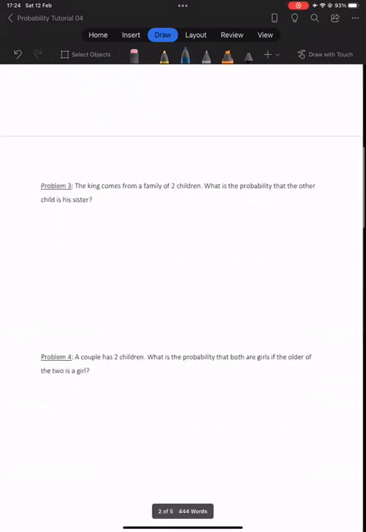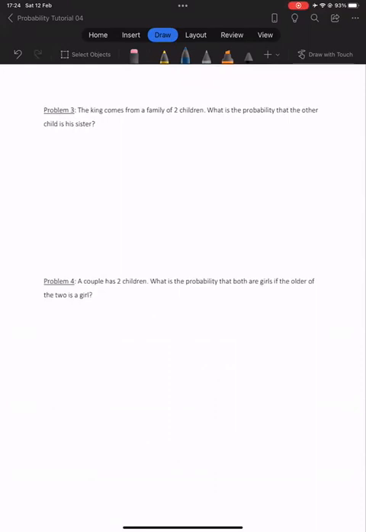The king comes from a family of 2 children. What is the probability that the other child is his sister? अच्छा, हमें given है कि एक child तो male है, king है, and then second child sister. So second child is sister and then given that 2 children है और उनमें से एक king है, the other can be a sister or it can be a brother.